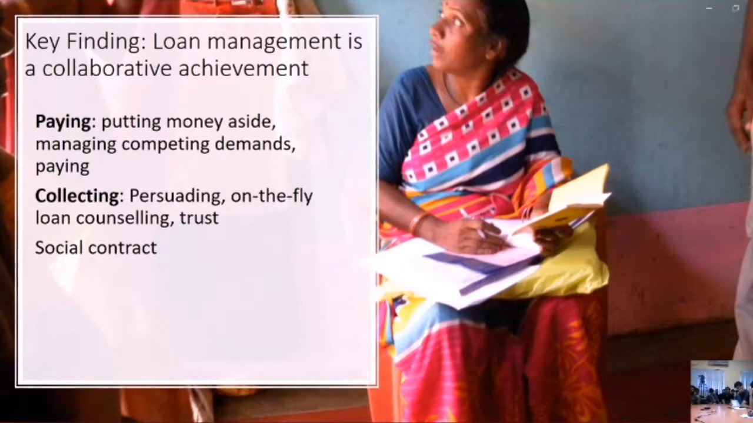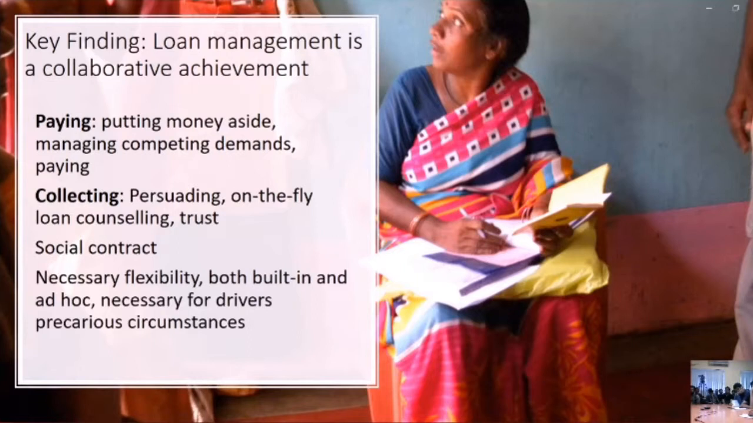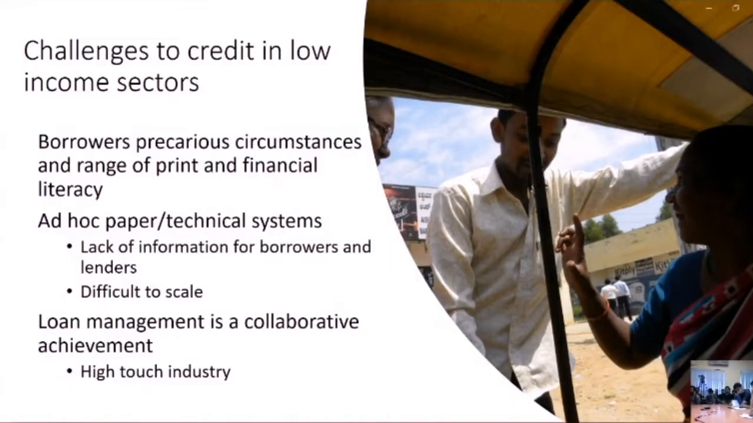And this means that the collectors end up doing a lot of work. They spend a lot of time phoning up the drivers, persuading them to pay, nagging them to pay, encouraging them to pay. They're a social enterprise, so they can't put any sort of bad pressure on them to pay. And they also do an amount of on-the-fly loan counselling, so they help drivers manage their money better. So it's really the social contract between the collectors and the drivers that enables payment. And I'm not going to talk about flexibility because of time.